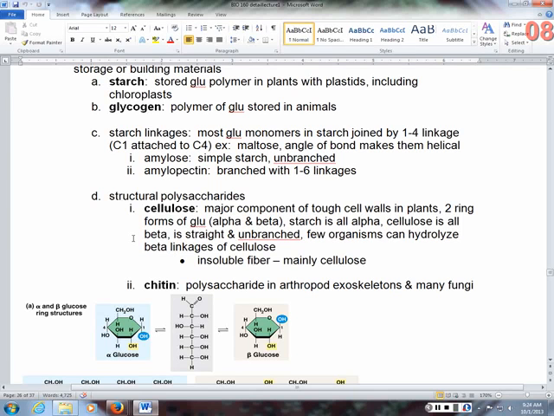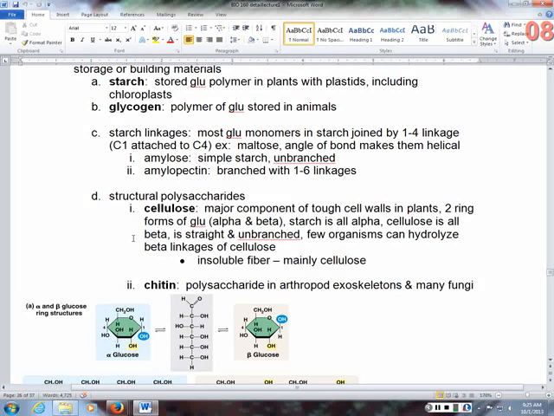Can you think of something that people eat that probably has some beta linkages in it? Corn. We all know what happens to corn when it comes out the other end. The reason it still looks like corn is that unless you've chewed it up and manually broken it up with your teeth well enough, you don't break up those beta linkages. And that's why it comes out that way.